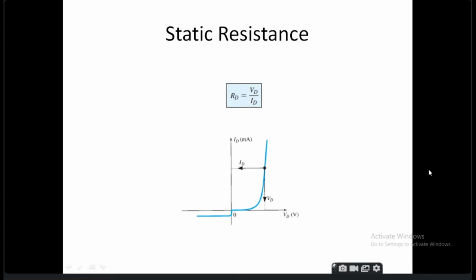So what we do is, we take a particular point on this characteristic. From that point, if I drop a perpendicular on the x-axis, I get the voltage corresponding to that point. Similarly, if I drop a perpendicular from that point on the y-axis, I get the diode current corresponding to that point. Then the ratio of this voltage across the diode and the current through the diode is called the static resistance of the diode.